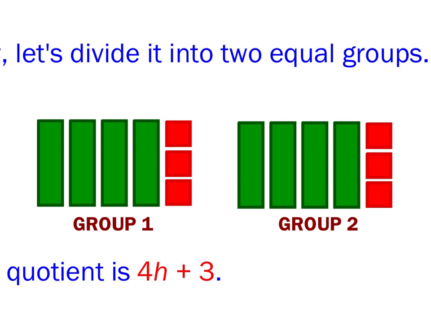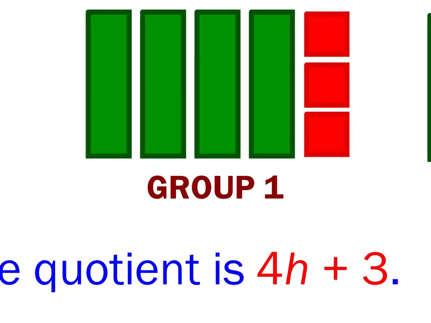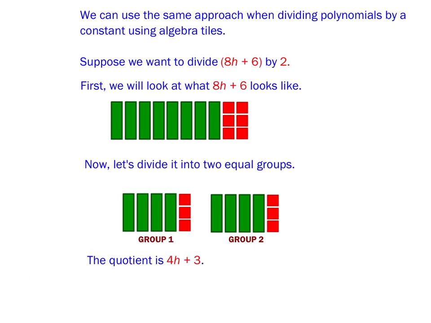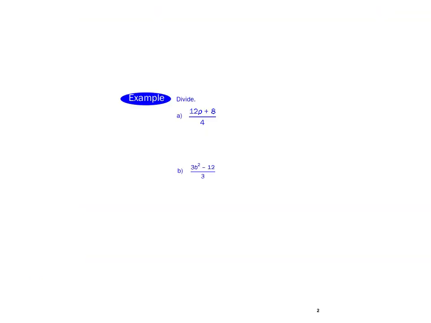So what's in each group? Well, what's in each group is 4h plus 3. So that's the answer. When we divide 8h plus 6 by 2, it's 4h plus 3. Okay? Let's do a couple examples.